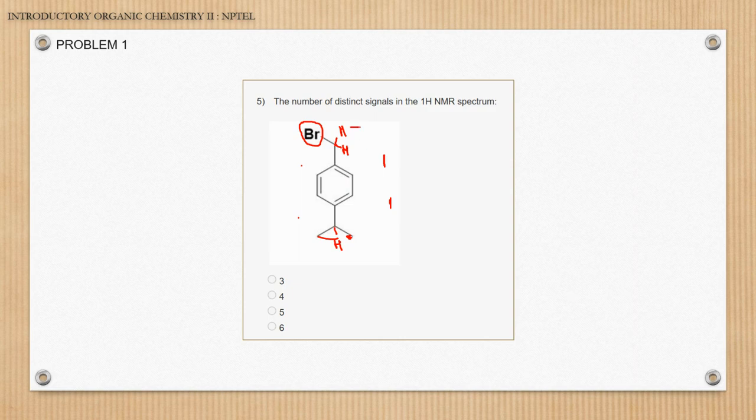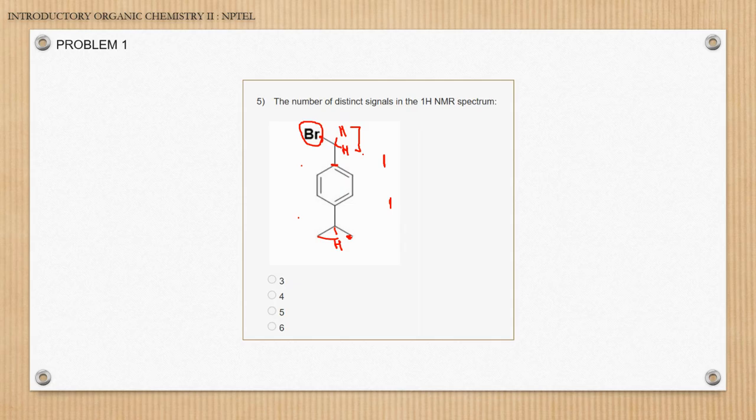See, I'm talking about these CH2s. These CH2s are identical in nature because there is no chiral center present on the adjacent point. If there is a chiral center on this side or this side, then you will see anisotropic protons on this carbon, and these two protons will give you different signals in 1H NMR.